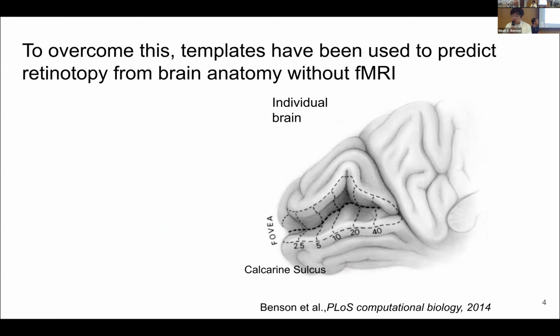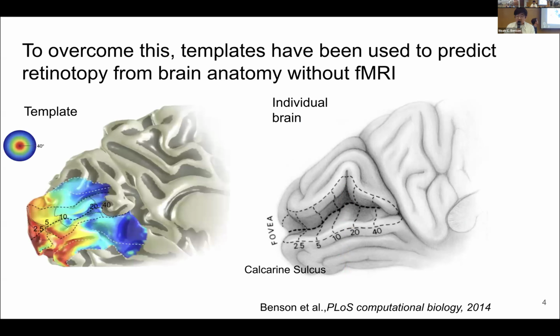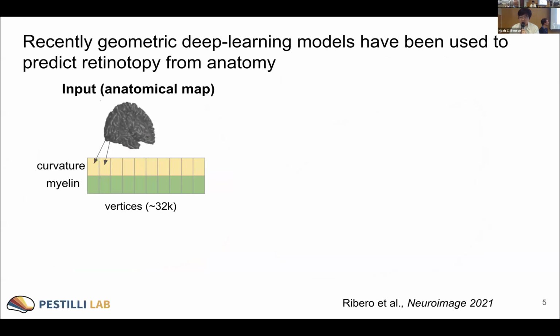So, to overcome this, templates have been used to predict retinotopy from brain anatomy without functional MRI. These templates defined in standard space have been projected into individual spaces to get individualized templates. However, the biggest limitation of this approach is that it is highly homogeneous across subjects.